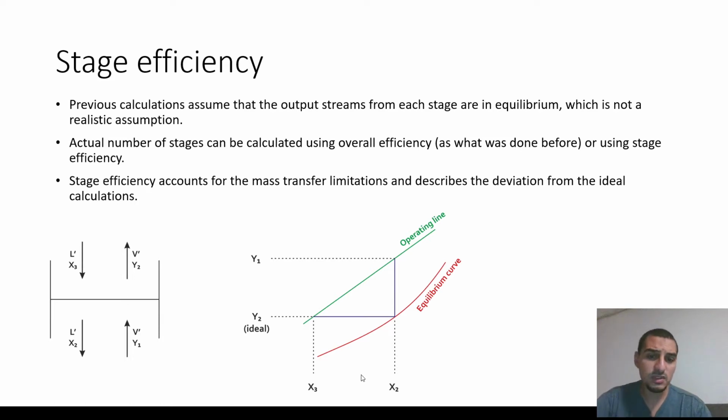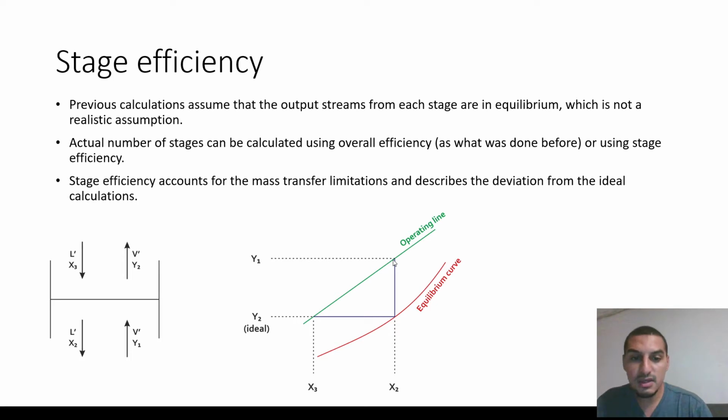And this is what we did here when we drew the operating and equilibrium curve and drew the stages while counting the number of stages. So here we have point Y1 and X2, which represents this part. We have the two streams in contact with each other, starting to do mass transfer. That's why they are on the operating line.